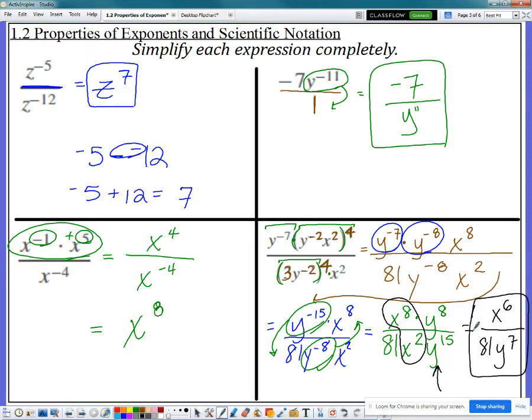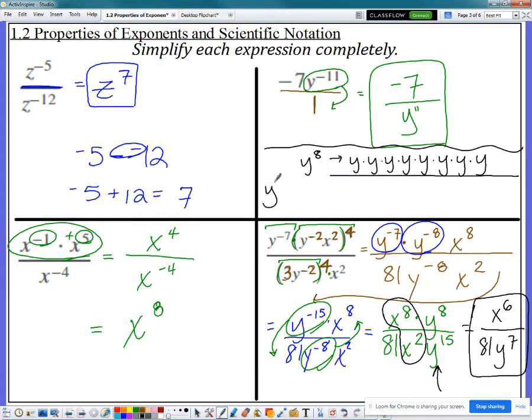I'm going to explain the y's in 1 second. So if you just look right here real quick, we have y to the 8th, which is really y times y, 8 times, all over y to the 15th. So when you have y to the 8th divided by y to the 15th, you could expand y to the 8th and y to the 15th, and then we're going to cancel what can cancel. So this one cancels with this one, with this one.